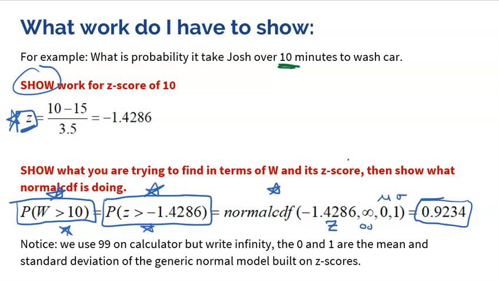So what we just found out is that there's a 92.34% chance that Josh takes over 10 minutes to wash your car. Well, the average is 15 minutes, so it's very likely it's going to take more than 10 minutes to wash a car. All right, now what I want to do is answer the remaining questions, but it should go a lot faster than that, we know the process.